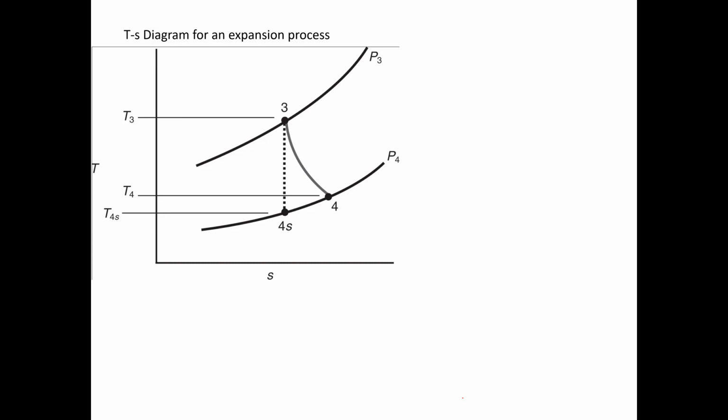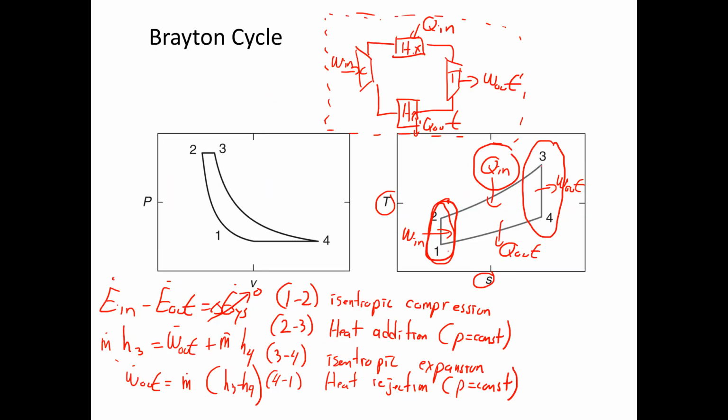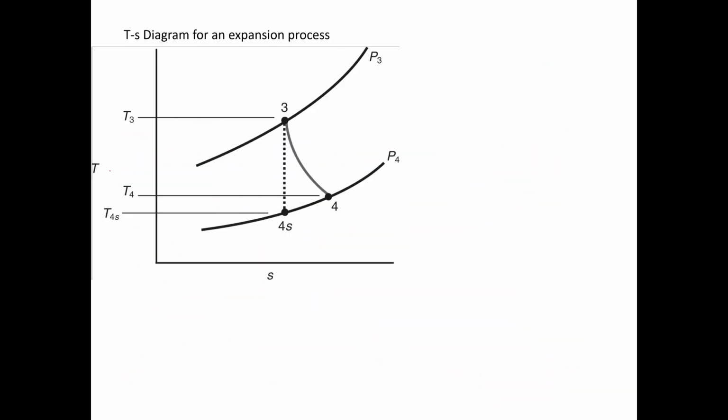If we look back at the TS diagram of the ideal Brayton cycle, we're going to take the expansion process 3 to 4 and focus in on that part, blowing it up on a chart. Again, this is temperature on the y-axis, entropy on the x-axis, with two constant pressure lines. P3 is the pressure going into the turbine, P4 is the pressure coming out. Here we have T3, the isentropic process comes out at T4 isentropic, where the vertical length of that line is a representation of the isentropic work.